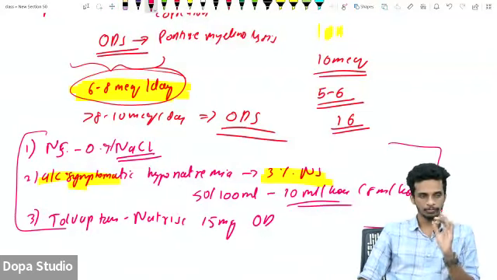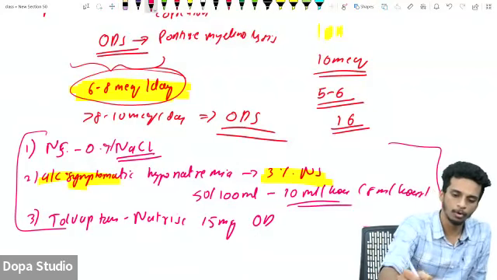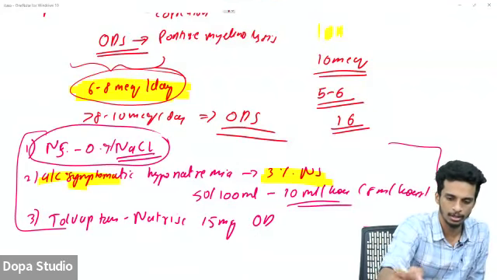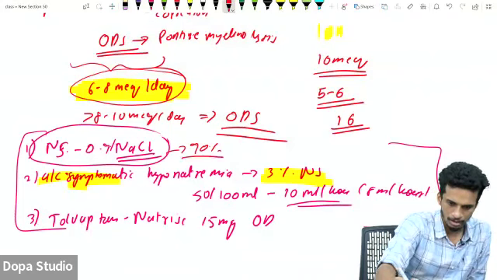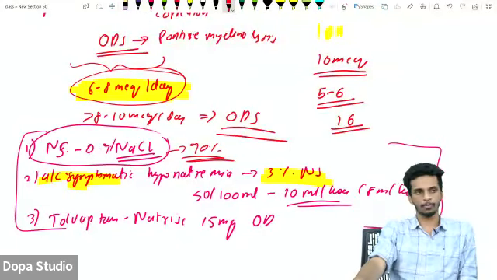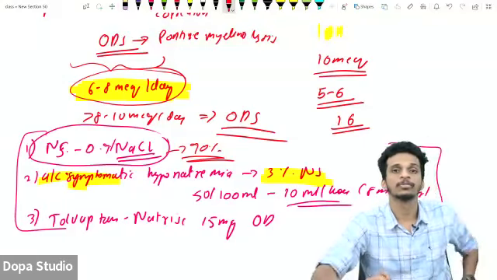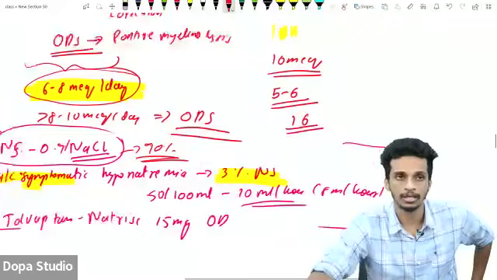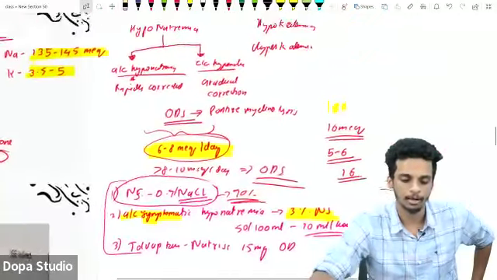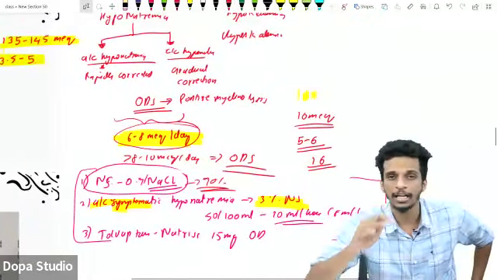There are more, but these three are the usual ones, and the most commonly used one, in 90% of cases, is normal saline or 0.9% sodium chloride. I'm not repeating it because there's a limitation of time. We have something more to discuss. So this is about hyponatremia, and we have discussed the management of hyponatremia.